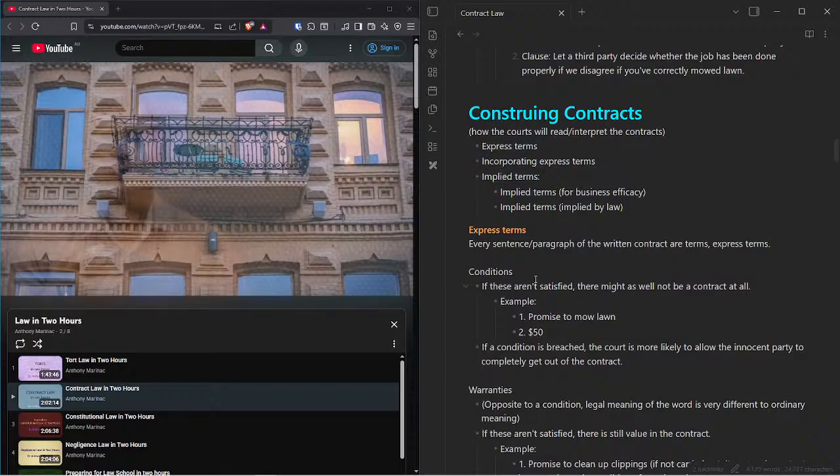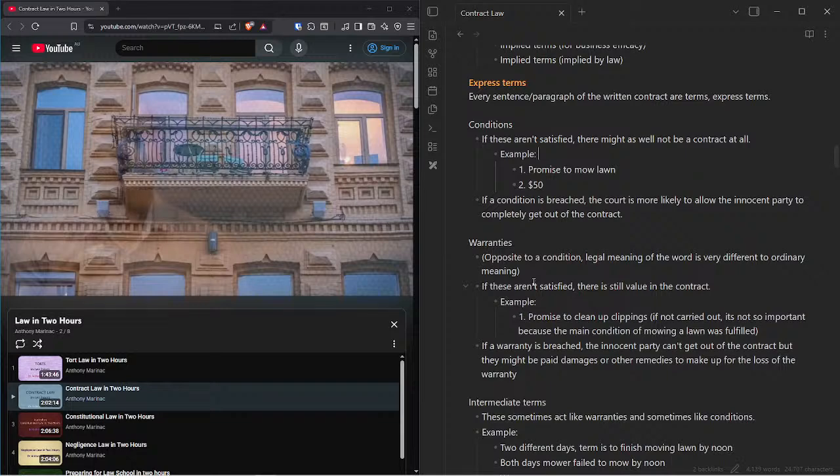I think it's one of these. Might be an express term.